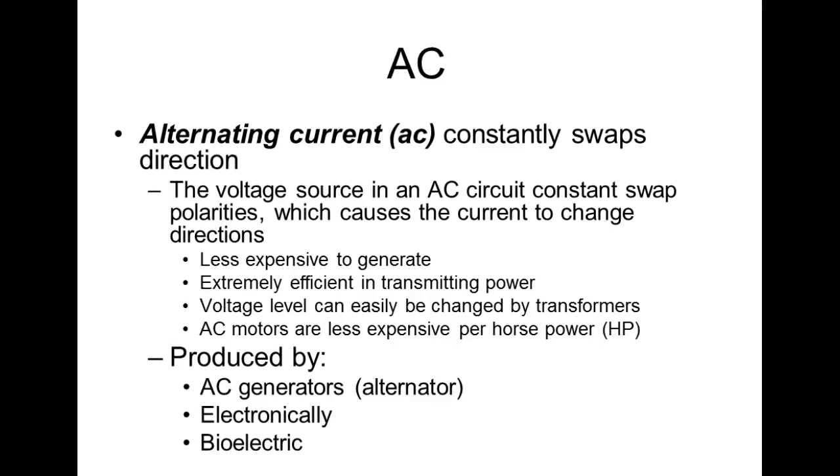AC, alternating current, constantly swaps directions. The voltage source in an AC circuit constantly swaps polarity, which causes the current to do what? The big advantage of AC, it's less expensive to generate. It's extremely efficient to transmit. Voltage levels can be easily changed by devices called transformers. And AC motors are a lot less expensive than DC motors.